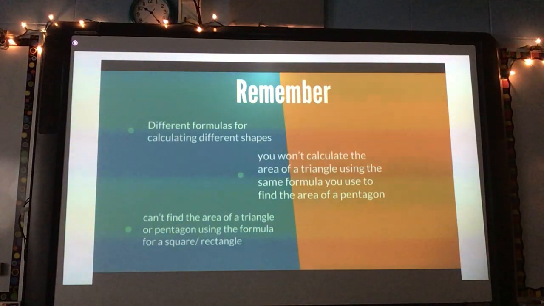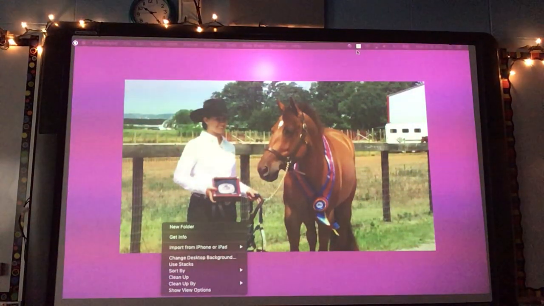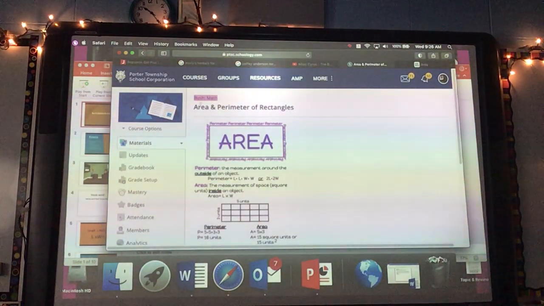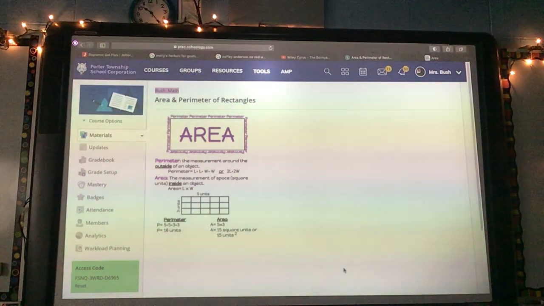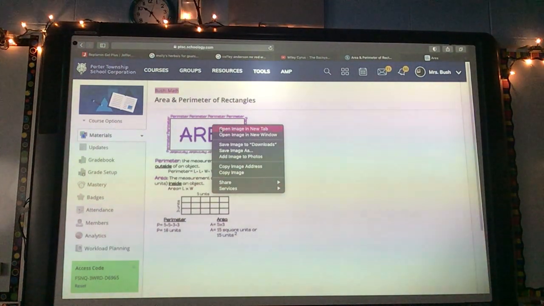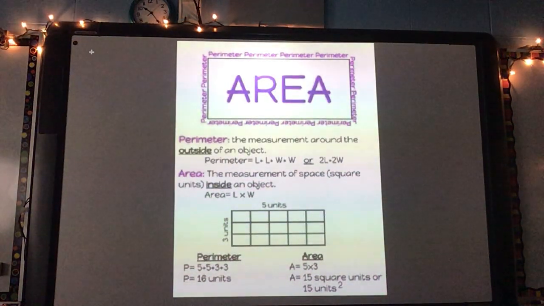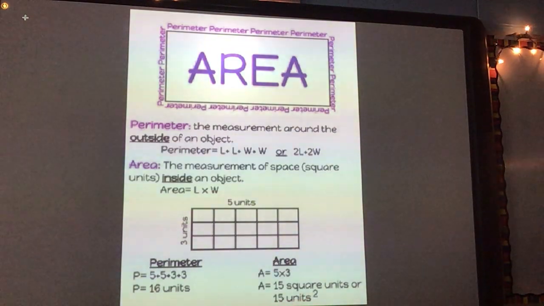Let's take a look. I've saved something for you on Schoology. So head to Schoology. And I posted this for you to take a look at and save to help you while you're doing your homework. And it's just kind of a help sheet for area. And it actually puts perimeter on here too. And I like that so you can see the difference.